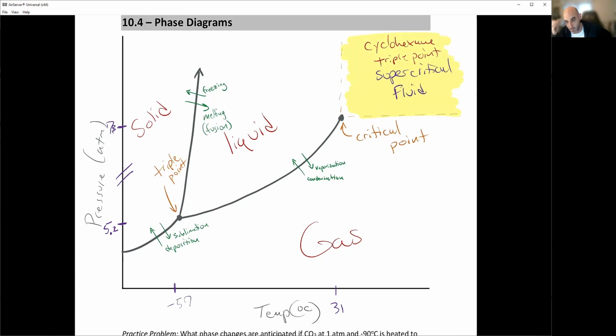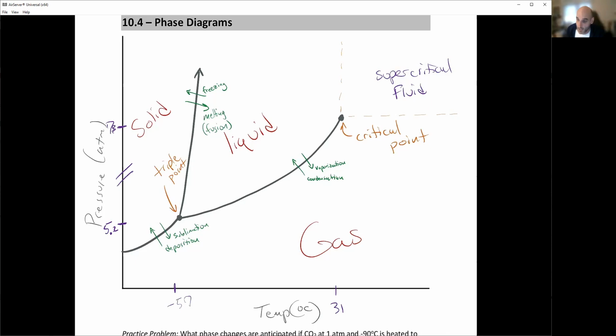It's not so much a gas, not so much a liquid. It's kind of in between. Again, you should Google, and I'll post something, for a supercritical fluid as well. It's kind of a neat little thing, so worth taking a look at. Okay, so this is our phase diagram.